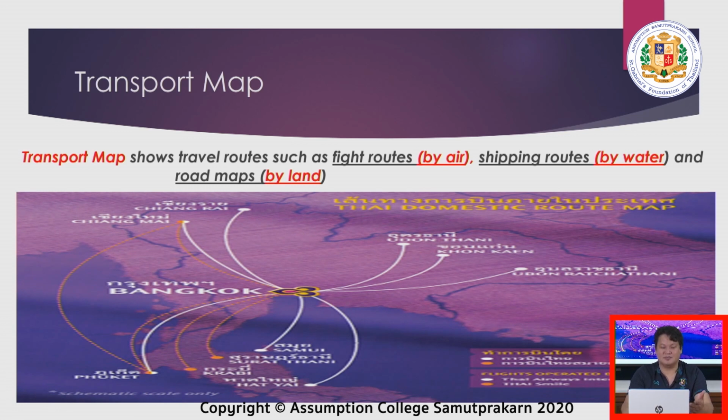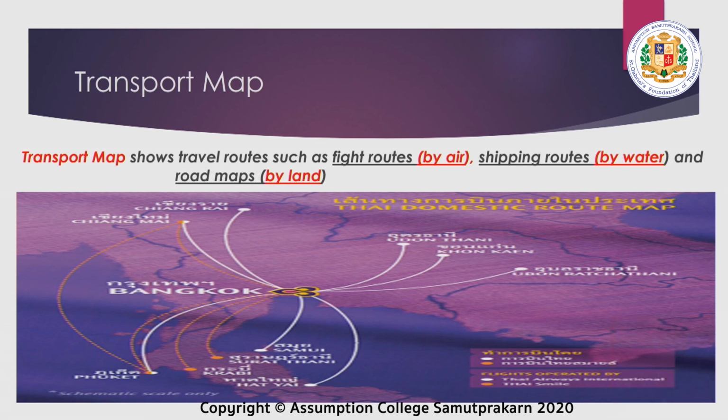If you know this logo, this is Thai Airways, which flies domestically only inside Thailand. This is a flight route map showing the routes from Bangkok to Chiang Mai, from Chiang Mai to Phuket, and Phuket to Bangkok, and everywhere around Thailand, going to Udon Thani, Khon Kaen, Ubon Ratchathani, Surat Thani, and everywhere. This is a flight route.